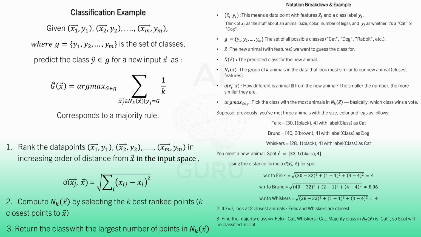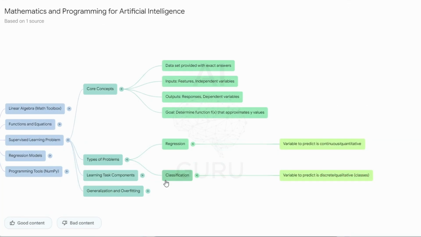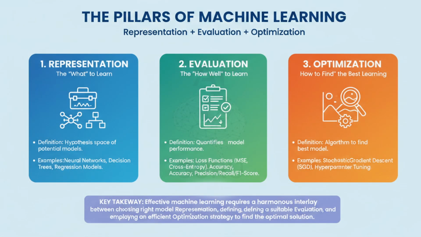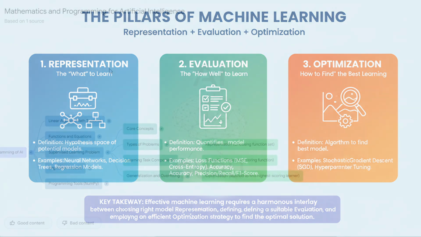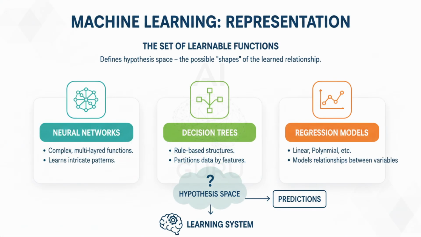Okay, regression for numbers, classification for categories. But regardless of the goal, the actual learning process seems to follow a cycle. You mentioned 3 steps. Yes, this cycle is fundamental to how most machine learning models are trained. Step 1, representation. Choosing the type of function. Essentially, yes.